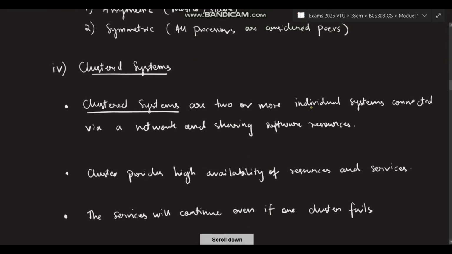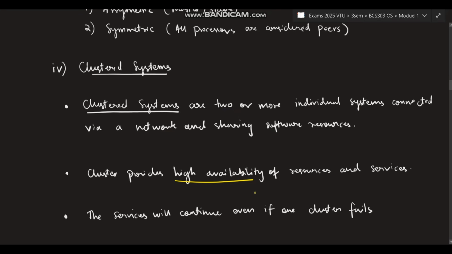Moving on to the fourth one, which is clustered systems. What do you mean by clustered? Cluster means a group of something. Like that, see, this is called one cluster. Clustered systems are two or more individual systems connected via a network. Because of the network, there is an interconnection between them and sharing of software resources. The resources which are there are shared among all these systems. That is called a clustered system.